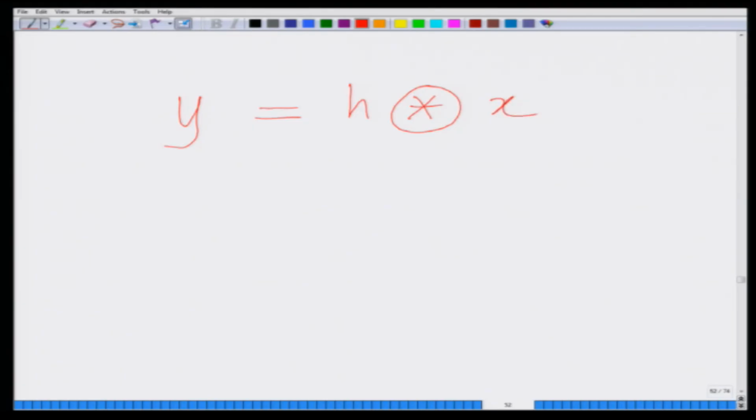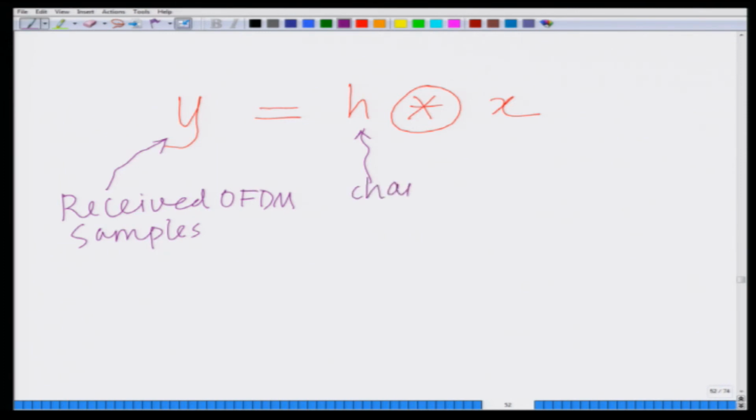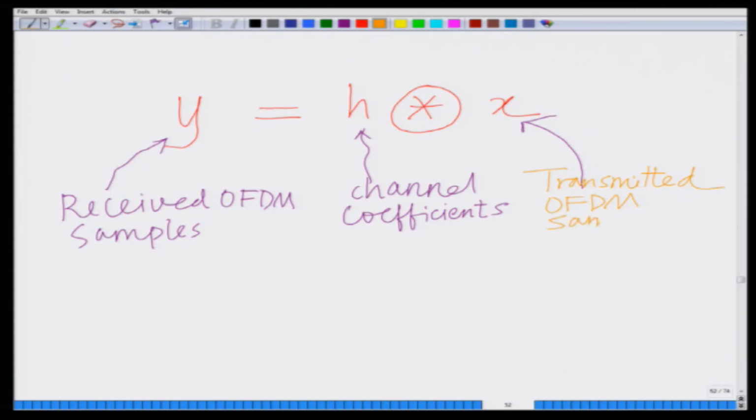where y is the received OFDM samples, h is the channel coefficients or the channel filter, x is the transmitted OFDM samples, and this symbol here, the circle with the star in between, of course denotes the circular convolution.